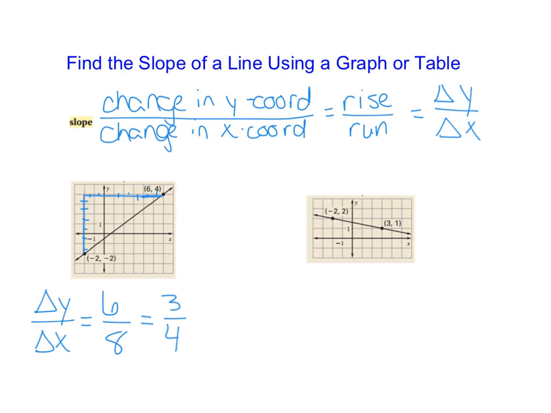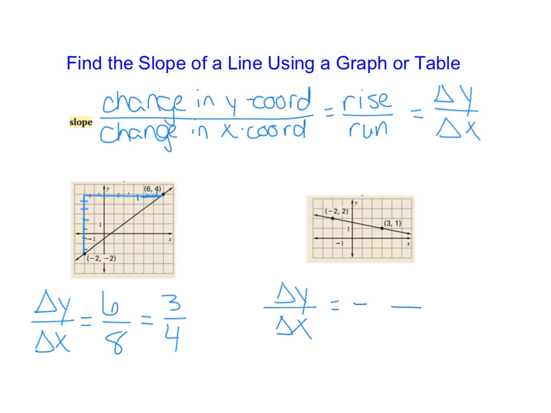Now let's look at the next line. We're going to find the slope by finding the change in y over the change in x. This line, what kind of slope does it have? Think about slope. We're going down from left to right. This is a nice negative. So this line has negative slope.